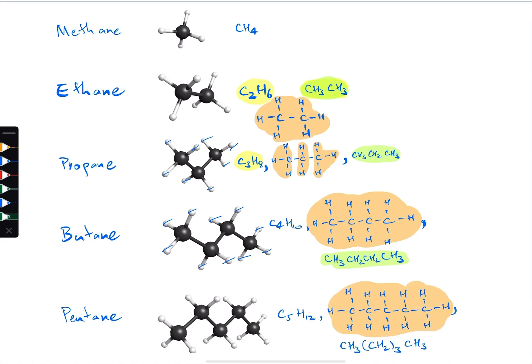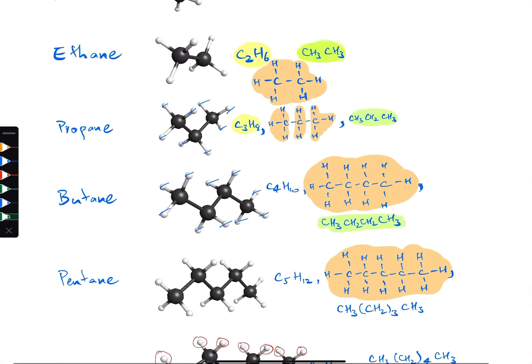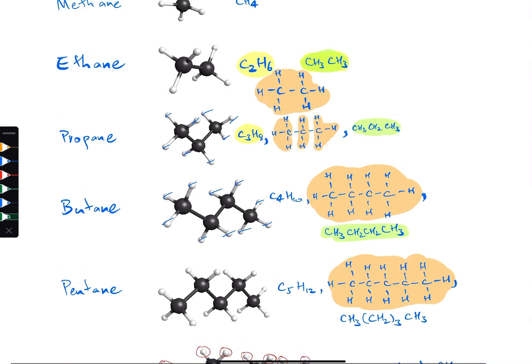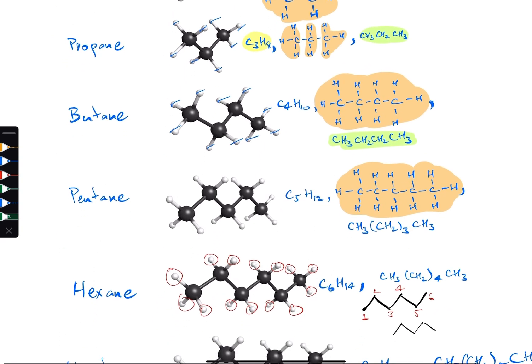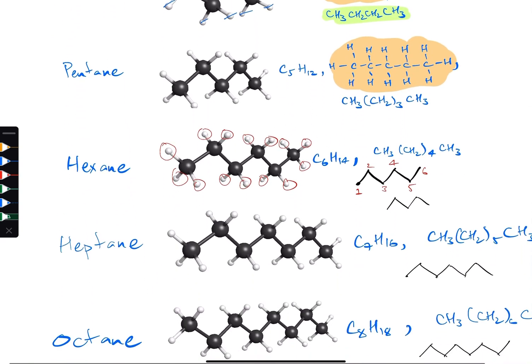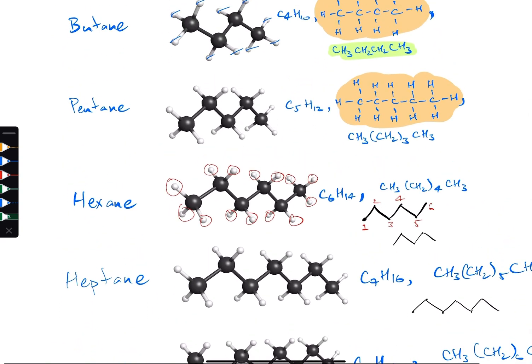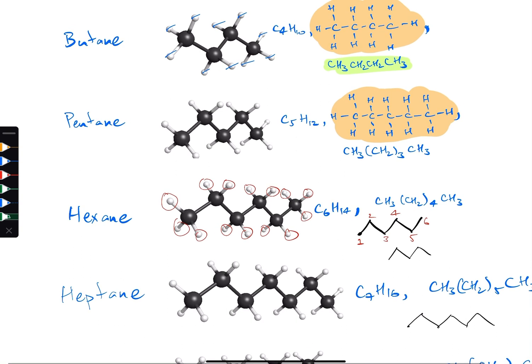Okay. We can have the condensed structural representation, which condenses the orange down into the green. Okay. And finally, we can also represent the molecule by using the skeletal structure, where we have these line segments. The ends of each line segment represents the position of a carbon atom, and the hydrogens are implicit using the rule that each carbon atom makes 4 bonds.